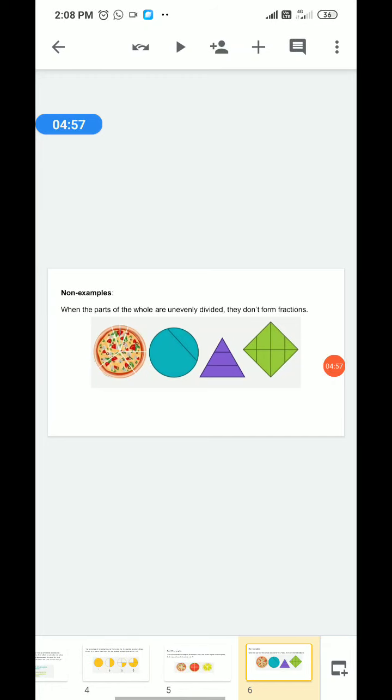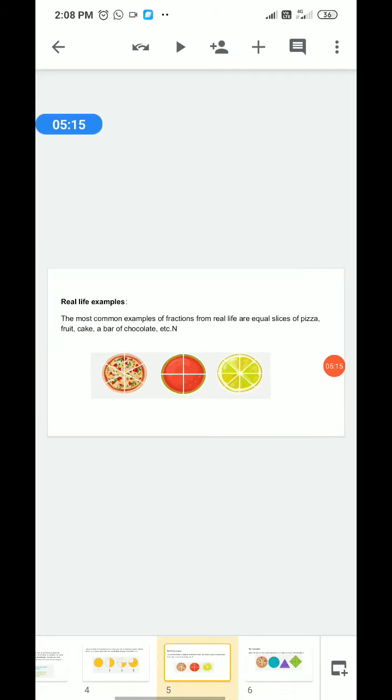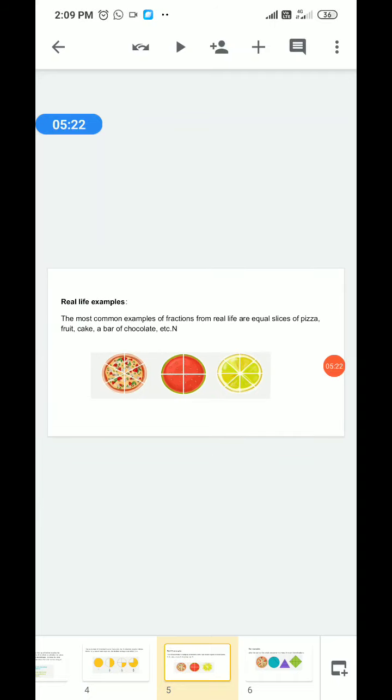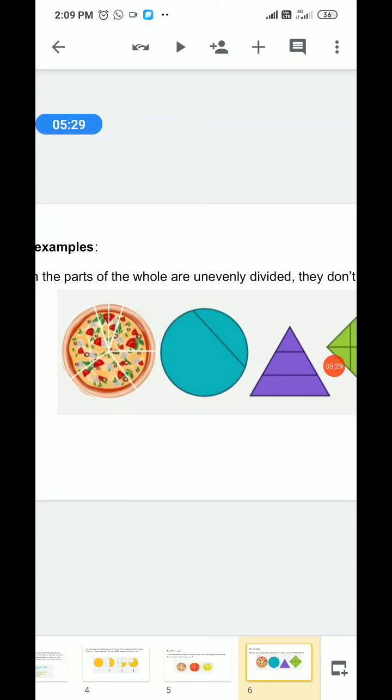Non-examples are when a part of a whole is not divided equally. These things cannot be represented as a fraction. See this, the pizza is not divided equally, understood? Whereas in the previous slide, the pizza is divided into equal parts. That can be represented as a fraction, whereas in this non-example, we cannot represent this pizza as a fraction because it is not divided equally, understood?